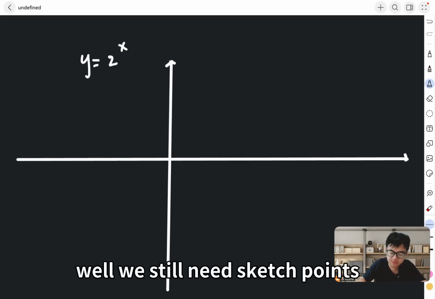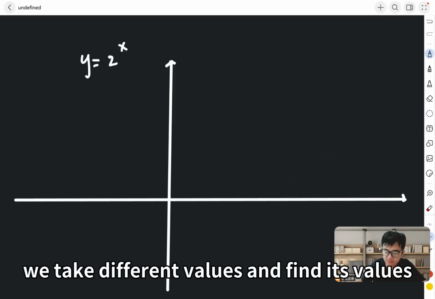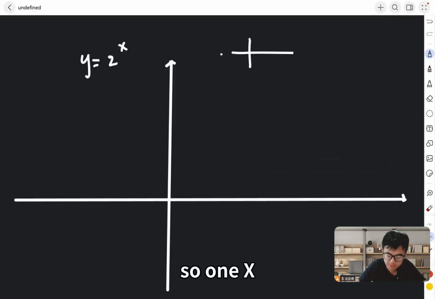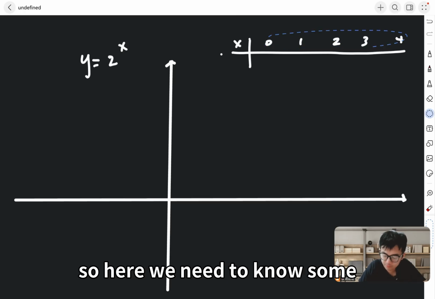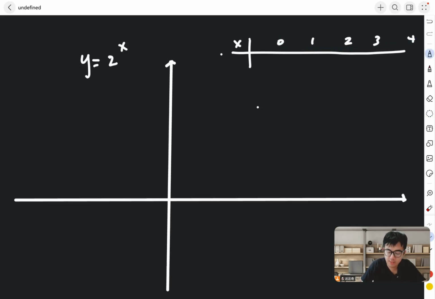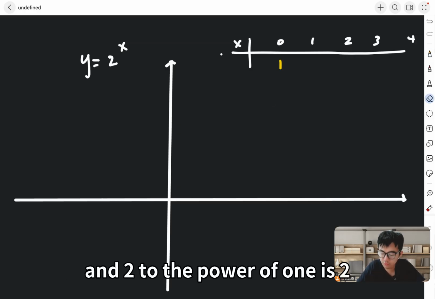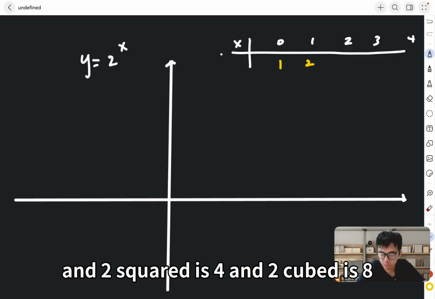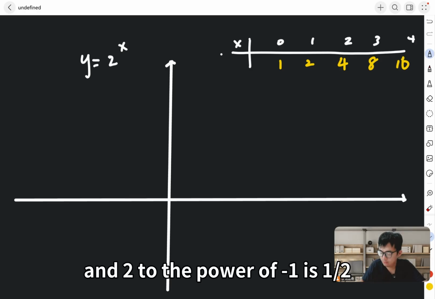Well, we still need to sketch points. We take different values of x and find their y-values. So x is 0, 1, 2, 3, 4. What's the value of y? Here you need to know some basic knowledge about exponents. Any number to the power of 0 is 1. And 2 to the power of 1 is 2. And 2 squared is 4. And 2 cubed is 8. And 2 to the power of 4 is 16. And 2 to the power of -1 is 1/2.